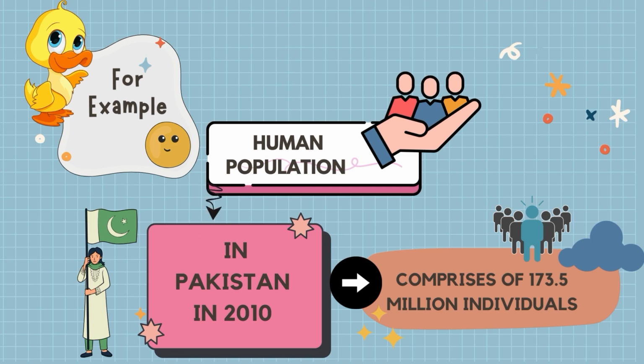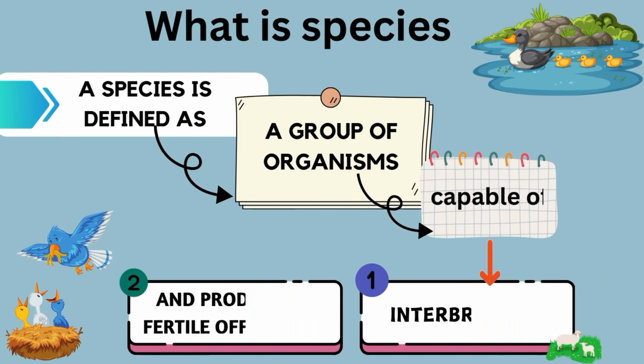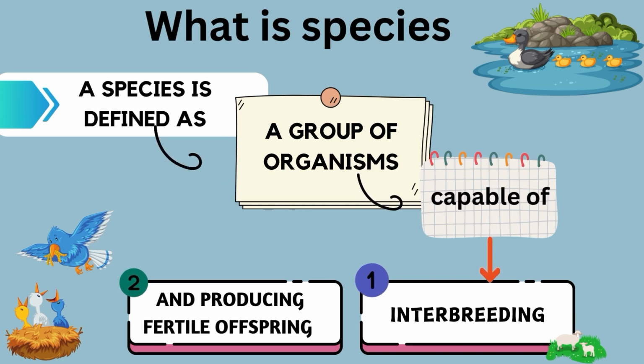Let's talk about what is species. A species is defined as a group of organisms capable of interbreeding and producing fertile offspring.